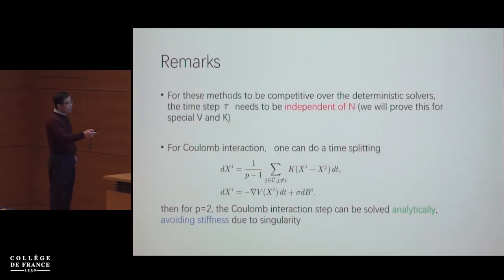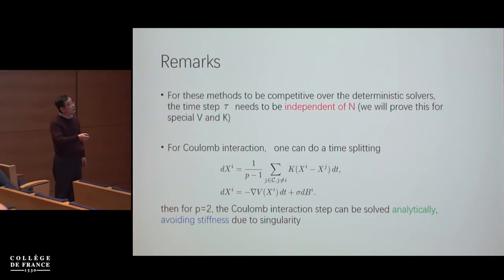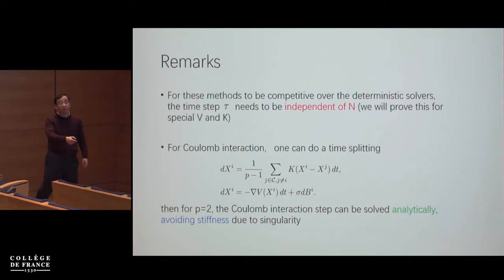And so therefore, for this method to serve the purpose, you have to prove essentially that the time step does not take n times longer to finish the same physical process. You have to prove this time step must be independent of n. Otherwise, you don't gain anything, okay?